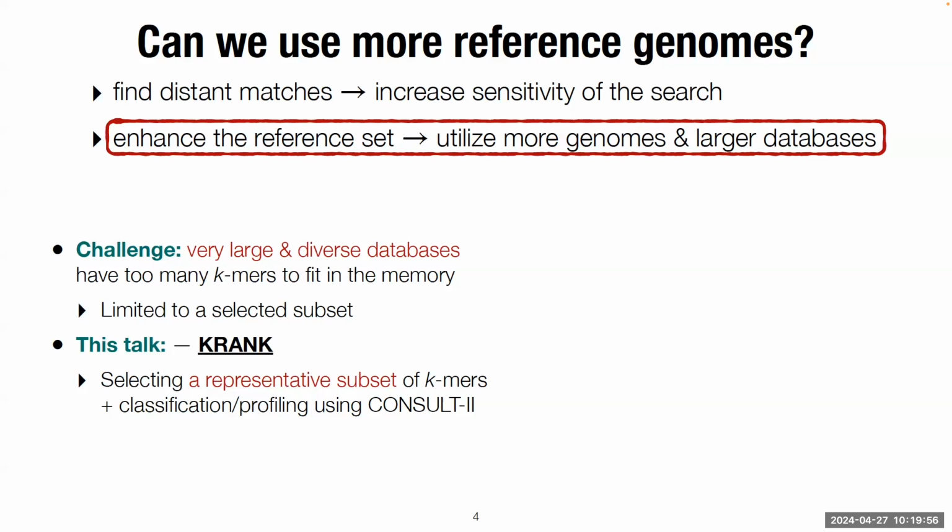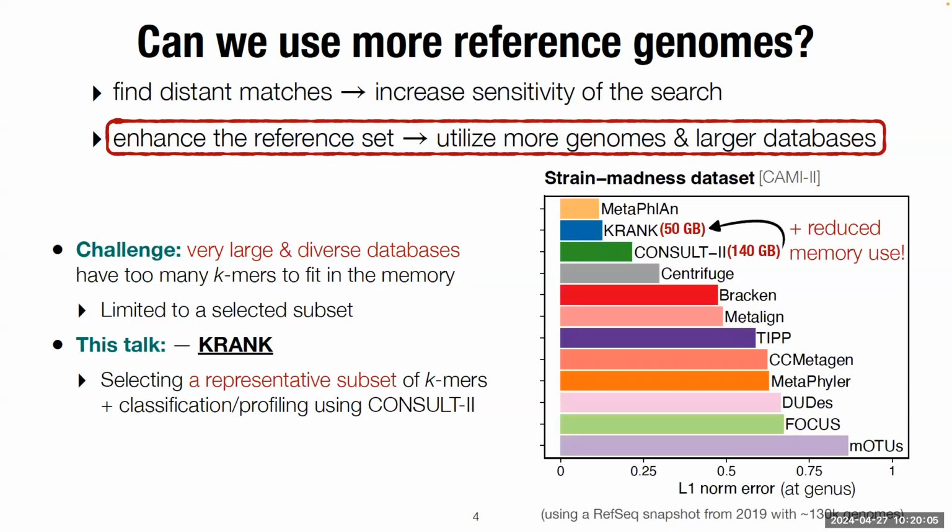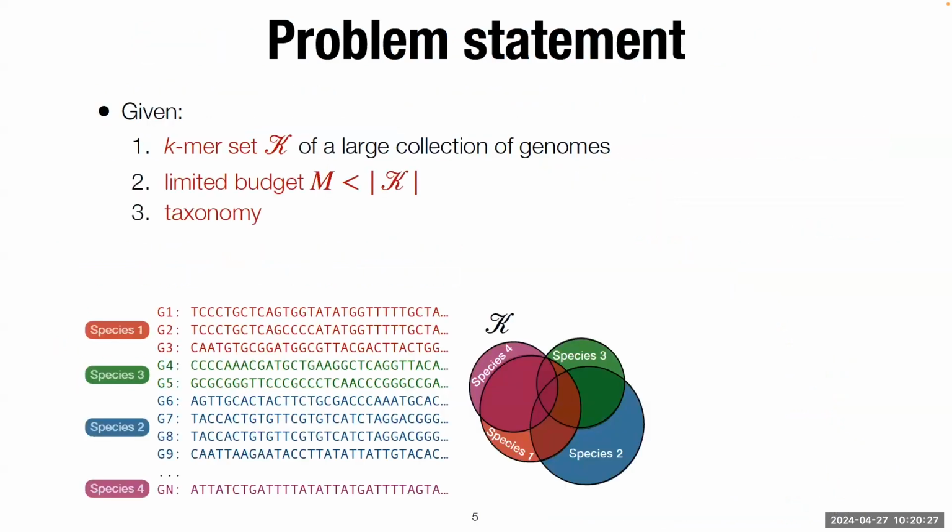Today, Crank can select a representative subset of k-mers from a large collection of k-mers, and it uses the same classification algorithm as Consult2. By just changing the selected subset, we improve the performance of Consult2 quite a bit. In addition to improving the performance, we also reduce the memory usage down to 50 gigabytes from 140 gigabytes. So we have a smaller k-mer subset, which is more representative. And just changing the k-mer set allowed us to improve L1 norm error. So how can we do that?